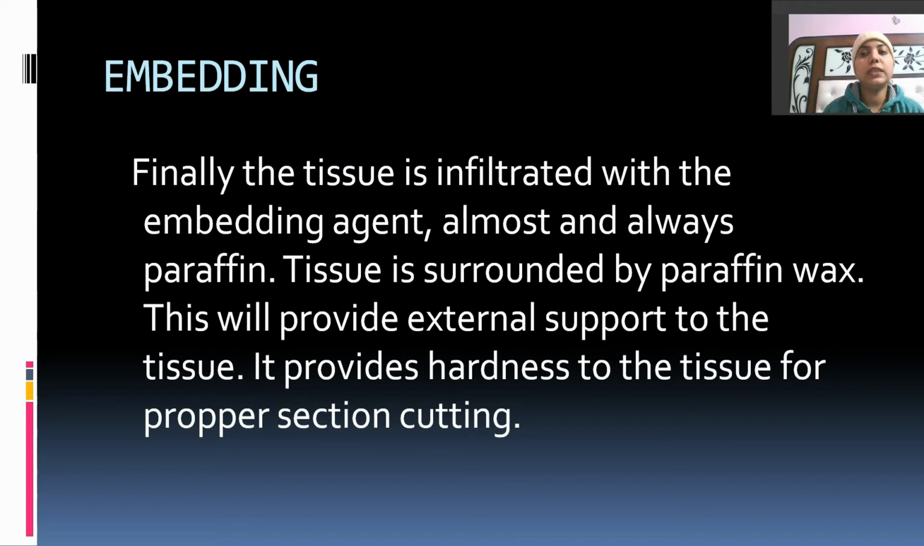Then the fourth one is embedding. Finally, the tissue is infiltrated with the embedding agent, almost always paraffin. Tissue is surrounded by paraffin wax. This will provide external support to the tissue. It provides hardness to the tissue for proper section cutting.